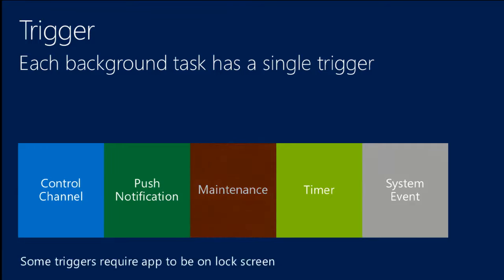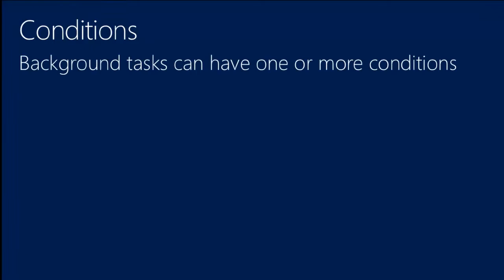Out of all of these, the maintenance trigger is the only one that doesn't require you to be on the lock screen. And the system event has about two-thirds of the system events where you don't have to be on the lock screen, but the other ones you will. So as you can start to see, this lock screen really does play a big part in your decisions on using background tasks. There's also the concept of conditions, and you can add multiple conditions to your background task.